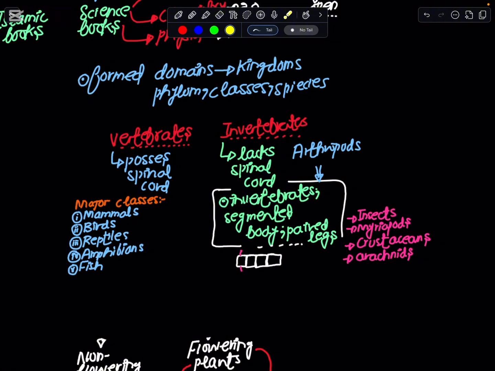Among the vertebrates, the major classes that you need to have an idea of are the mammals, the birds, the reptiles, the amphibians, and finally the fish. On the other hand, we have the invertebrates, and as the word itself indicates, they lack a spinal cord.